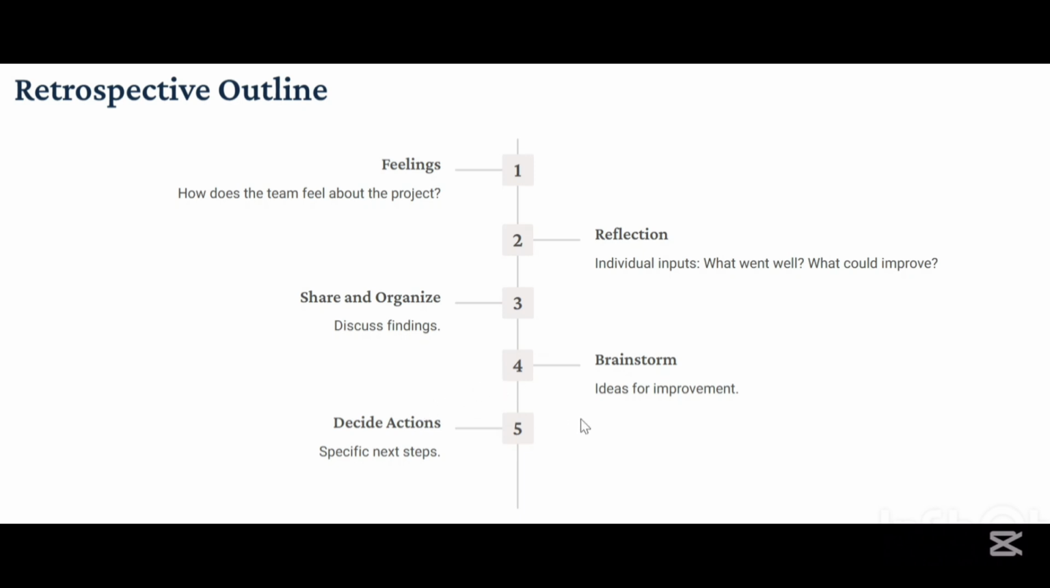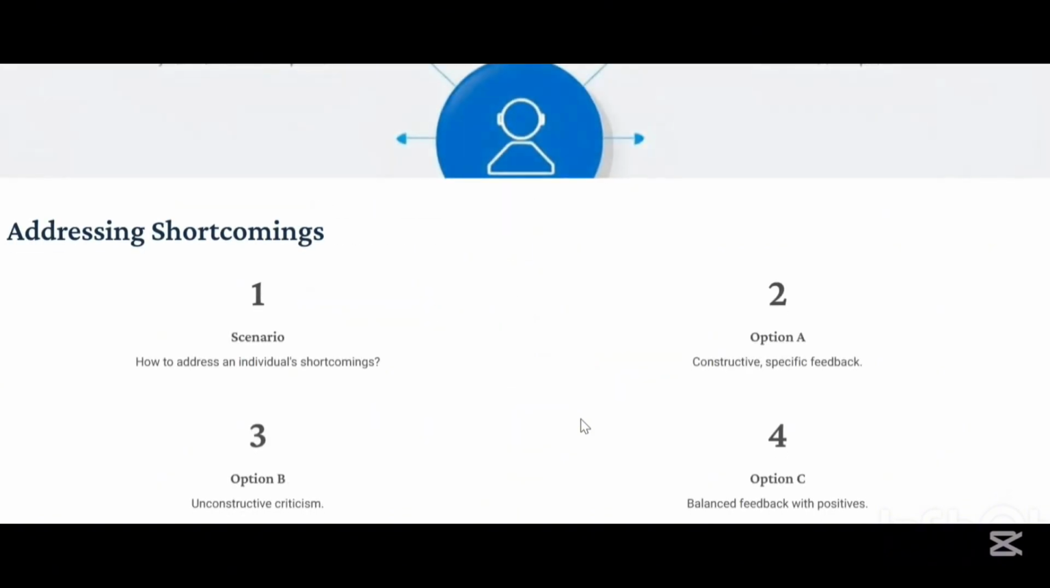Addressing shortcomings. For addressing shortcomings, we have different options. Let's discuss how to give constructive feedback in the retrospective. First of all, we have a scenario in which we will discuss how to address an individual's shortcomings. So we will see here, this is a good example: specific, clear and professional.